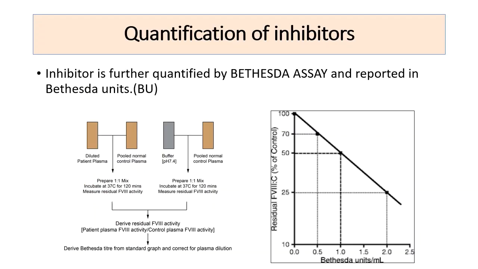Then comes the quantification of the inhibitors, which is done by the Bethesda assay and it's reported in Bethesda units. So basically, diluted patient plasma and pooled normal plasma is mixed and incubated for 120 minutes, and the residual factor VIII activity is measured at each dilution. The Bethesda titer is derived from a standard graph and corrected for the plasma dilution.